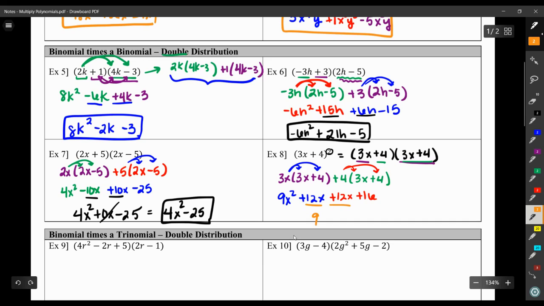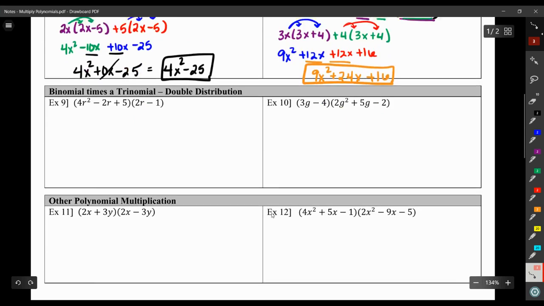And those actually add together to create 24x plus 16. So as you can see, there are some similarities. If you had done 3x and squared it, you would have had 9x squared. 4 squared would have given you 16. But what you would have been missing is this middle piece right here in the center of 24x. So when you see that you have a binomial squared, expand it out and then do multiplication.